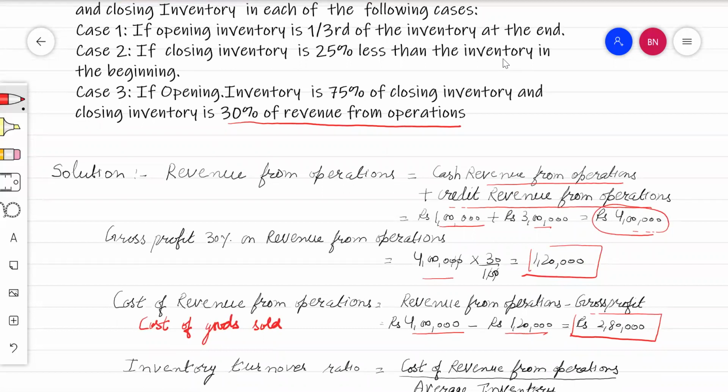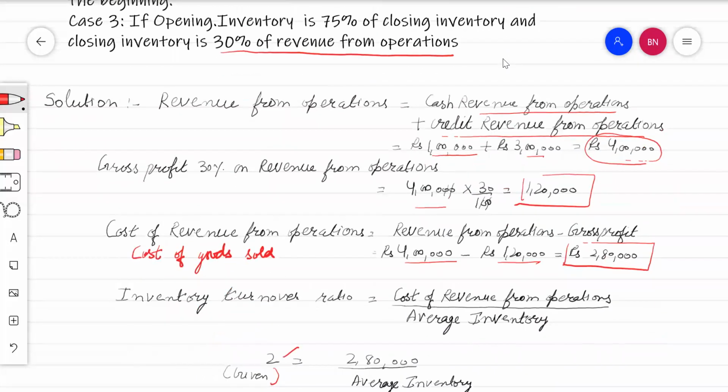Cost of revenue from operations, or cost of goods sold, is equal to sales minus GP, or revenue from operations minus gross profit. Revenue from operations is rupees 4 lakh and gross profit is rupees 1 lakh 20,000, so cost of revenue from operations is rupees 2 lakh 80,000. The formula of inventory turnover ratio is cost of revenue from operations upon average inventory.